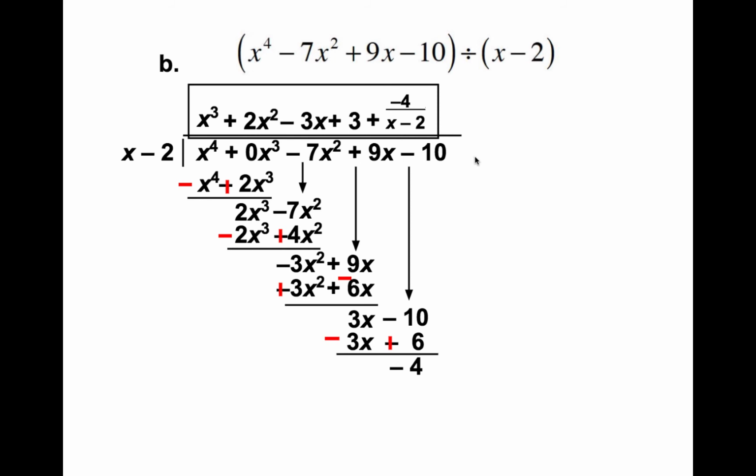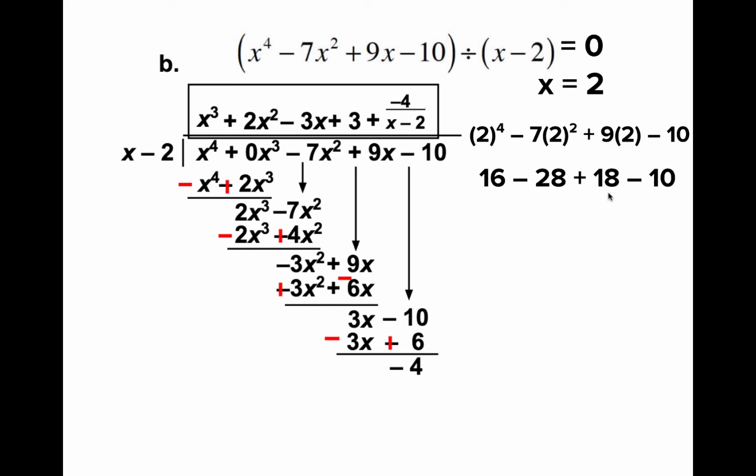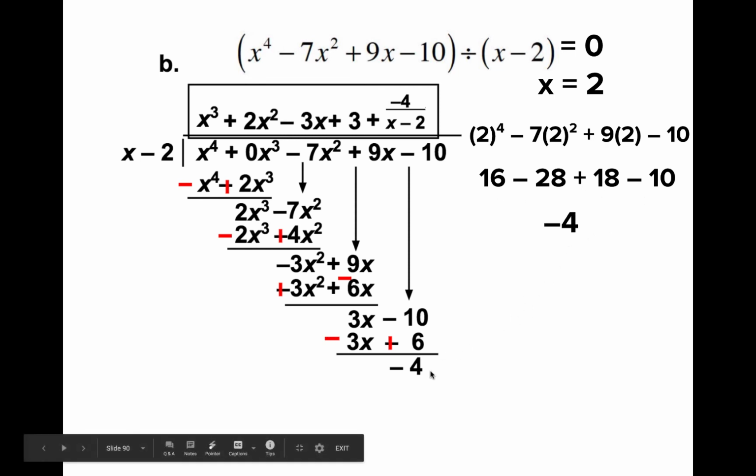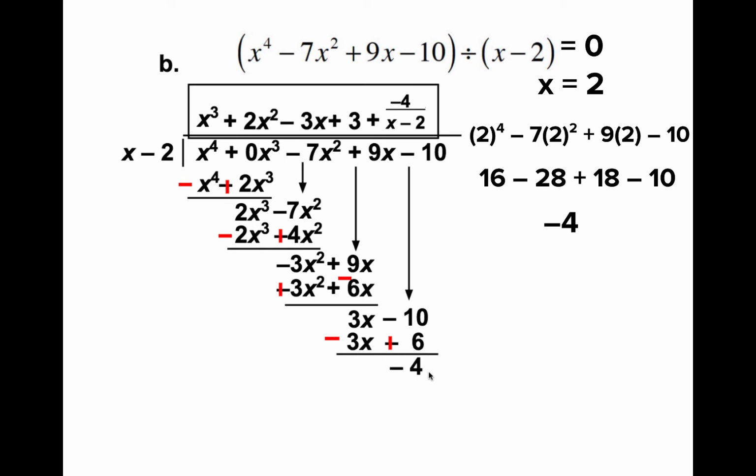So let's look at B and try the trick again. So set this equal to 0, add the 2 over, I get a positive 2. We're going to plug positive 2 into this polynomial. And then we have 2 to the 4th, that's 2, 4, 8, 16. 4 times the negative 7 is a negative 28. 9 times 2 is 18. Drop the minus 10. If I simplify that, I get negative 4. Hey, look, that's my remainder. So it's a great way of making sure you did the long division properly and got the correct remainder.